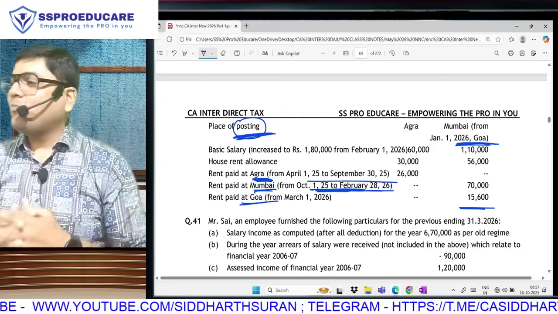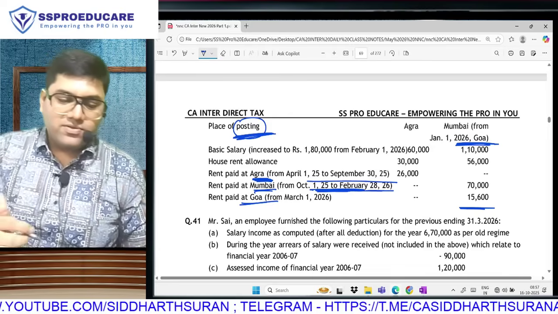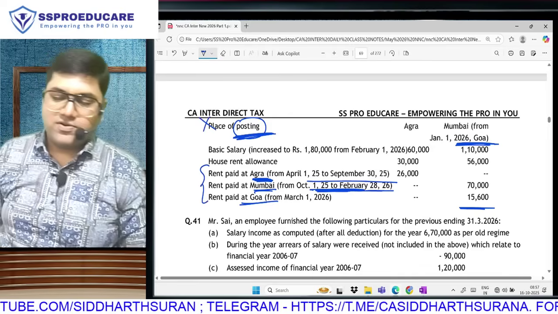Goa is such a place. Finally, office and home both in Goa. What will we apply? 40. It means all this is irrelevant. This will decide 50 or 40.